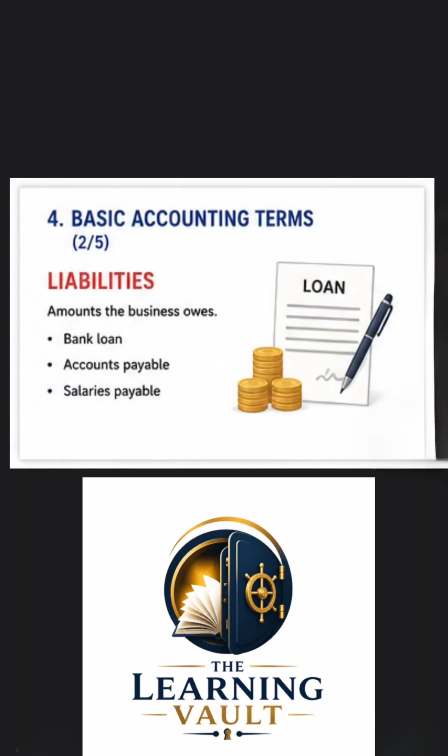What is a liability? Definition. Liabilities are amounts that the business owes to others. They represent the business's obligations. We can simply say that a liability is the claim of the outsider against the business. For examples: bank loan, accounts payable, creditors, salaries payable, rent payable, and taxes payable.